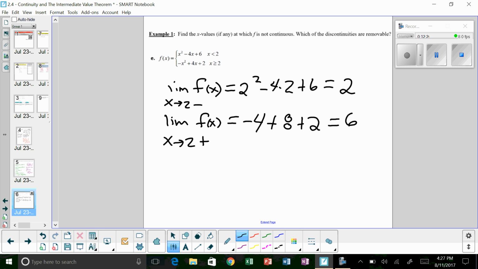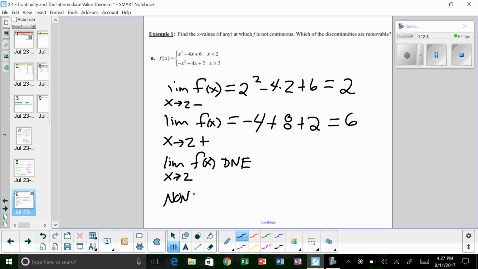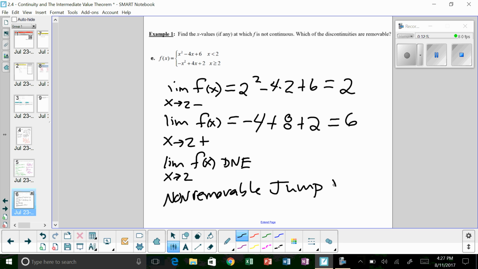Well, notice that the limits are different. So, the limit as x approaches 2 of f of x does not exist. And because the limits both exist but are different numbers, we know we have a non-removable jump discontinuity at x equals 2.